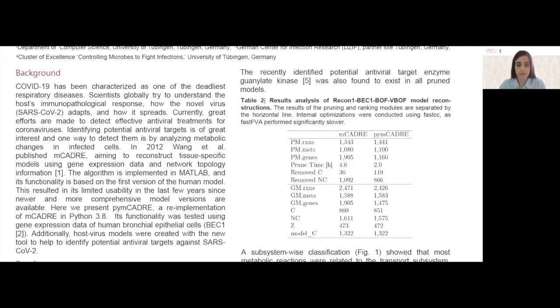However, the algorithm is implemented in MATLAB, and its functionality is based on ReconOne, the very first version of the human model. So here I present you pymCADRE, a re-implementation of mCADRE in the latest version of Python. And to test the new implementation, a gene expression dataset of human bronchial epithelial cells was used, named BEC1. And additional to that, to enable a future identification of antiviral targets against the SARS-CoV-2, host virus models were created.